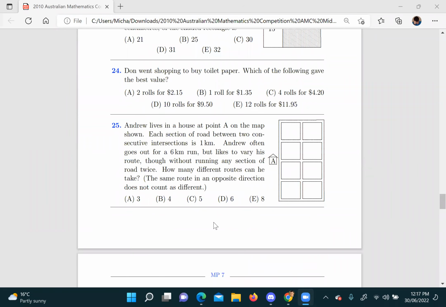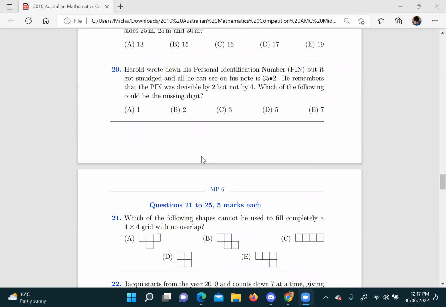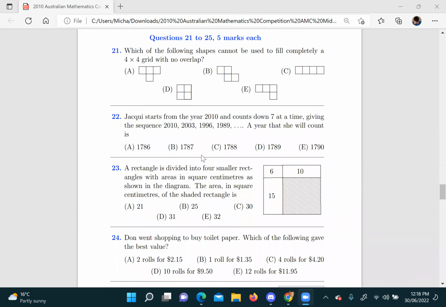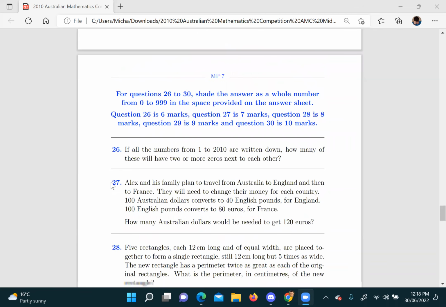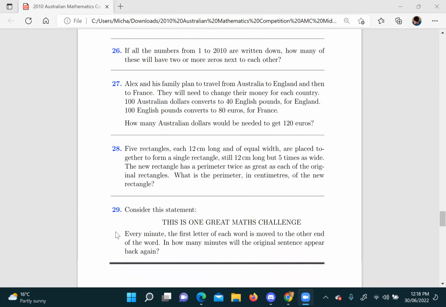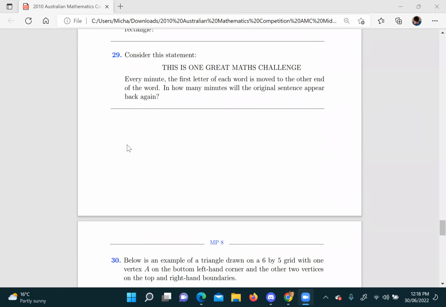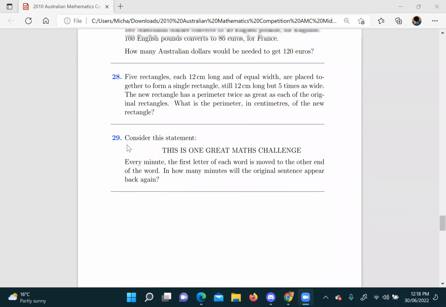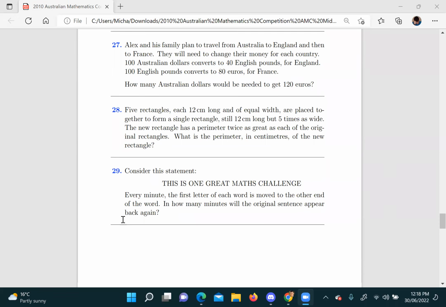Okay, so now we're into the questions worth 5 points. You know the first 10 questions were 3 points, right? The next 10 questions are worth 4 points. And we also have the last questions. Question 26 is worth 6 points, and then 27 is worth 7 points, 28 is worth 8 points, 29 is worth 9 points, and 30 is actually worth 10 points. So if you do the last 5 questions, what is it worth? It's 6 plus 7 plus 8 plus 9 plus 10. It's worth more than the whole first 10 questions, right?